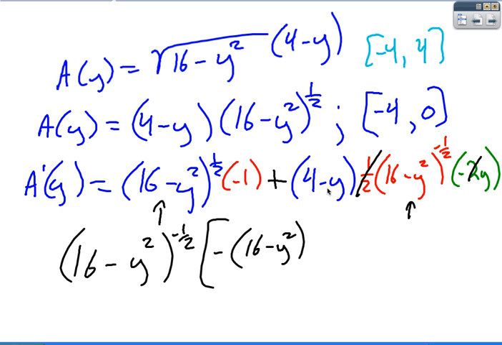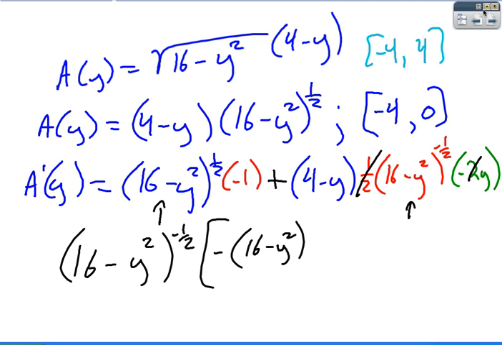Looks like we were in the process of factoring out like bases. We can see that we have like bases here. We have a 16 minus y squared to the 1/2 and to the -1/2. We can only factor out the smaller of the two powers, so the -1/2. And what did that leave us with? If I divide that away from the first term, I'm left with -1 times my base to the 1/2 minus -1/2, which is 1. So we get 16 minus y squared to the 1.